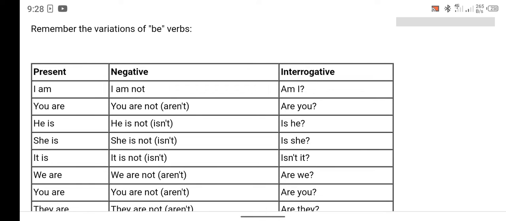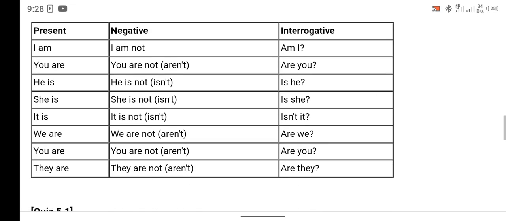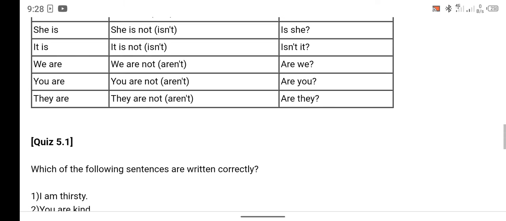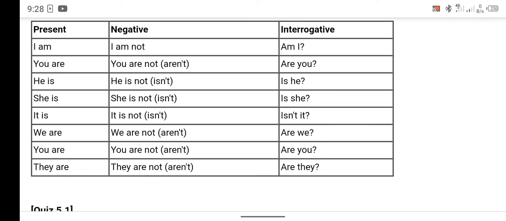We are not. Aren't. Are you? You are. You are not. Are you? They are. They are not. Are they?